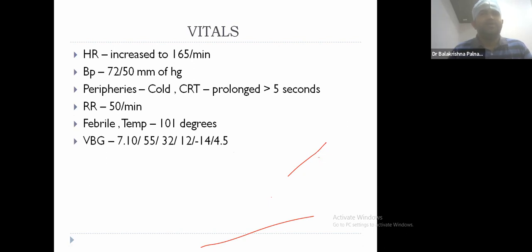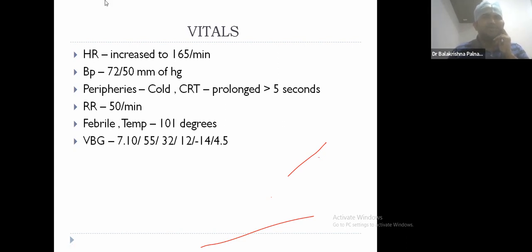Vitals again: the heart rate, which had come down to 150, increased again to 165. Your BP, which was normalized and doing good, suddenly decreased to 72/50. Peripheries were cold, CRT was prolonged more than 5 seconds, and the child is definitely tachypnoeic and febrile. So we thought, okay, we will see the gas. VBG showed pH of 7.1, PCO2 of 55, PO2 of 32, bicarb of 12, base deficit of -14, and lactate increased to 4.5. So definitely there is a worsening because your heart rate increased, your BP worsened, and your child has become tachypnoeic.